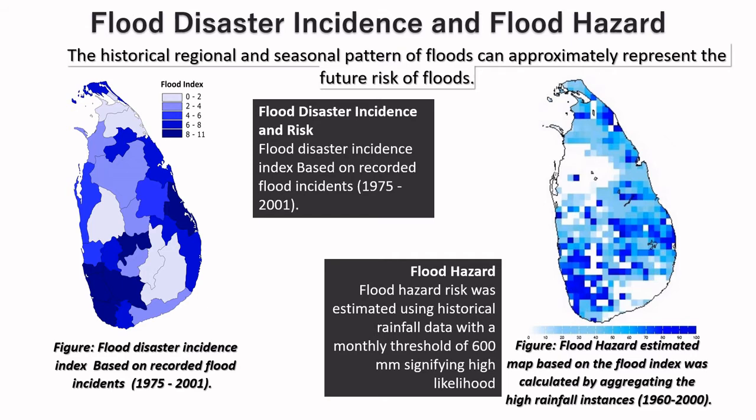During May to August, floods on the western slopes and plains are due to heavy rainfall. During September to January, floods in the eastern slopes and plains are due to heavy rainfall on the eastern slopes. The regional and seasonal history of floods can approximately represent the future risk of floods to first order. Climate variability and climate change shall affect risk.